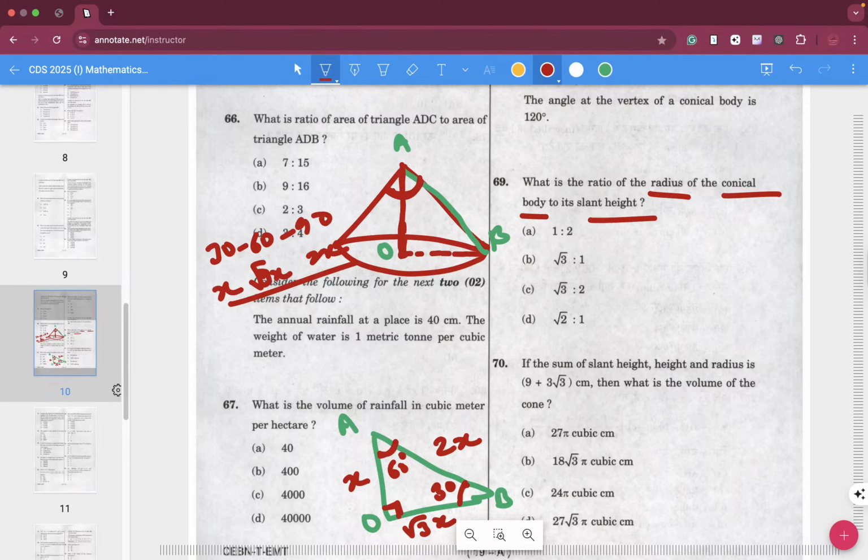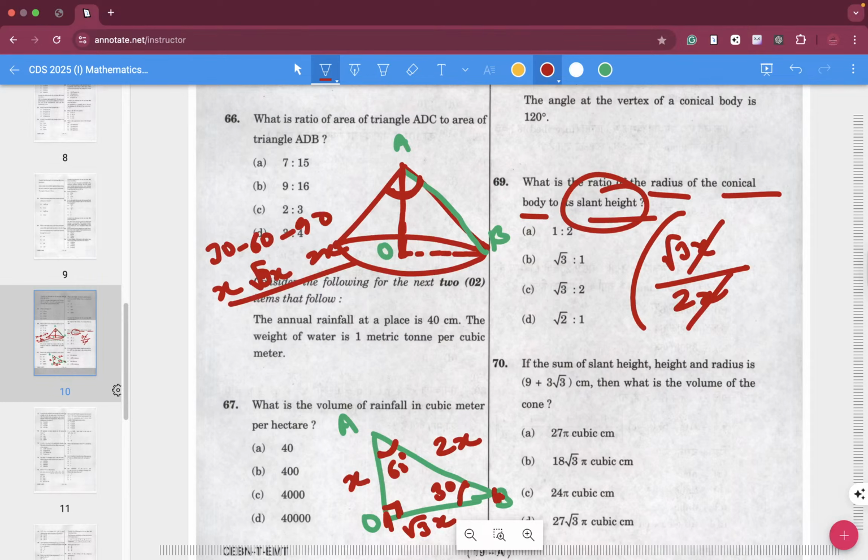What is the radius over here? OB is the radius, so root 3x is the radius. And what is slant height? AB is the slant height, which means 2x. The x cancels out. The ratio root 3 to 2 is option C, so C will be the answer to this particular question, folks.